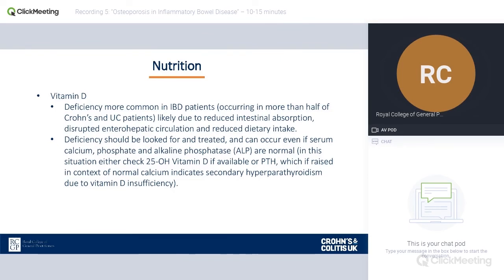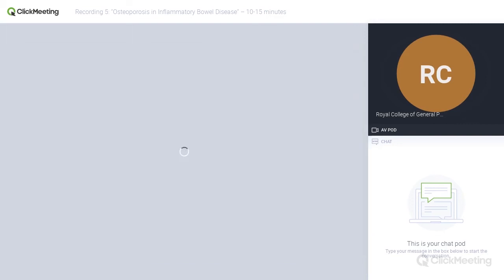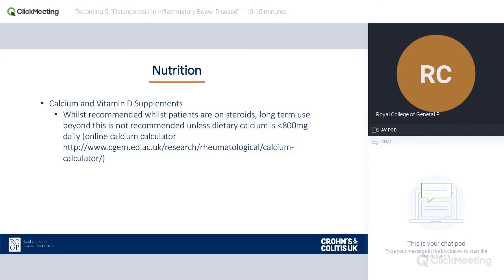It perhaps depends locally what testing is available, but consider testing for vitamin D levels if it's available, or parathyroid hormone if not. And it's really important to treat it with full treatment doses and then maintain them on vitamin D thereafter. As I've mentioned already about supplements, calcium and vitamin D supplements whilst patients are on steroids are probably recommended, and we'll talk about this in a moment, but long-term use beyond this, unless patients have a high risk, is not indicated unless they've got a low dietary calcium.